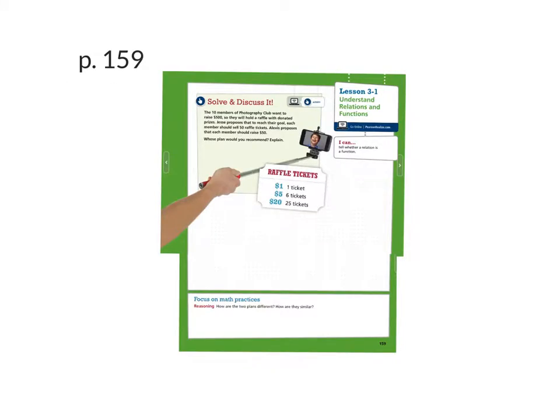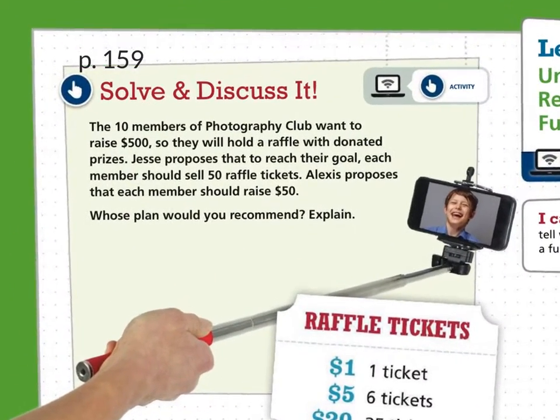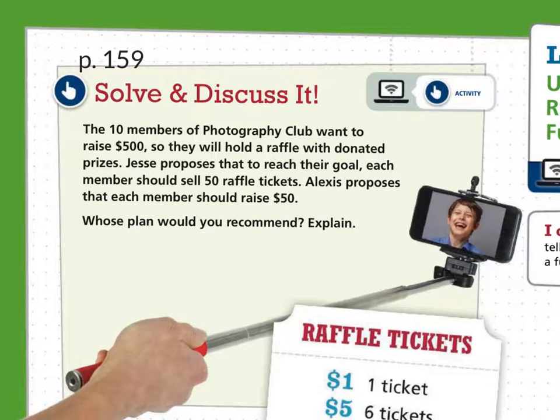So on page 159, 10 members of the photography club want to raise $500. So they will hold a raffle with donated prizes. Jesse proposes that to reach their goal, each member should sell 50 raffle tickets. Alexis proposes each member should raise $50. Whose plan would you recommend and explain?